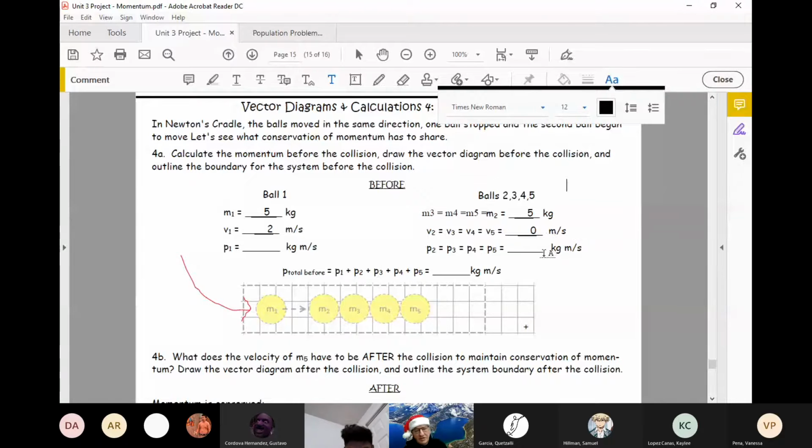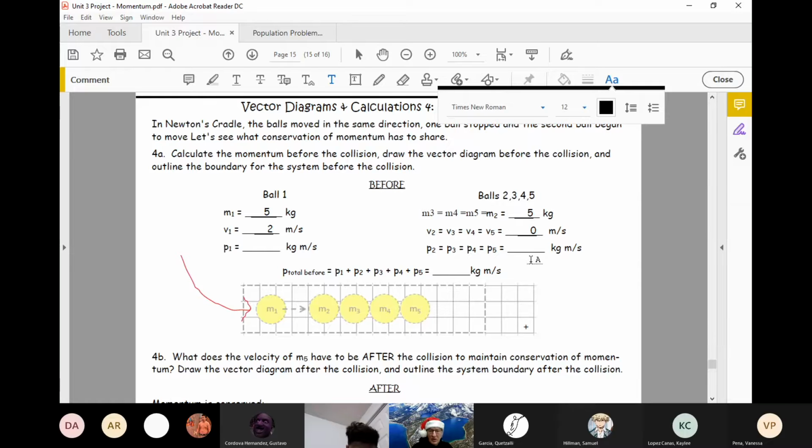So what I want you guys to do right now is find the momentum here, and I'm going to be calling on people to give me these answers. Find the momentum of ball 1 before the collision, and find the momentums of all 5 of these before the collision. Since they all have the same mass, and since they all have the same velocity, they will all have the same momentum.